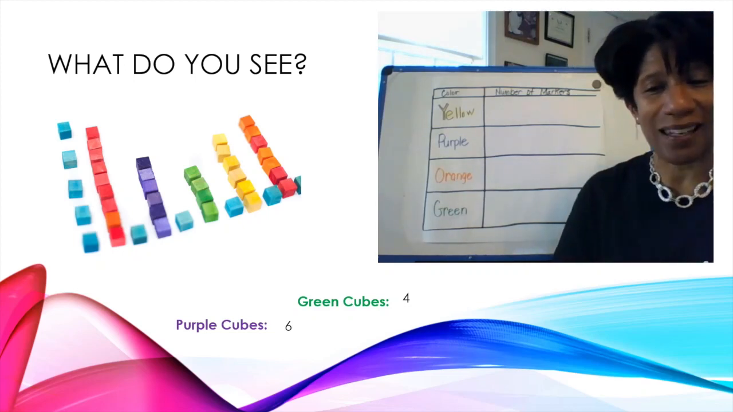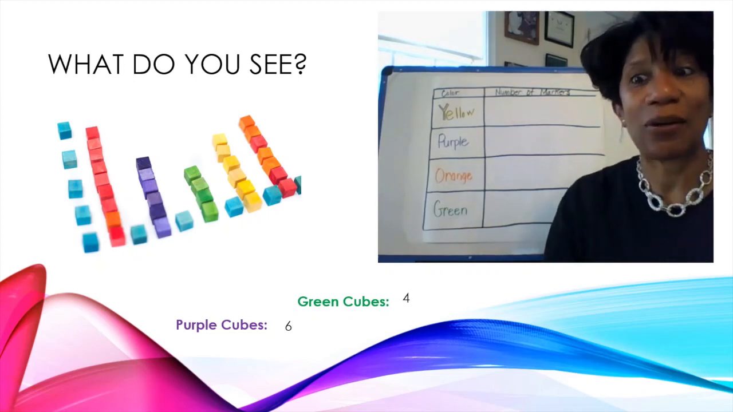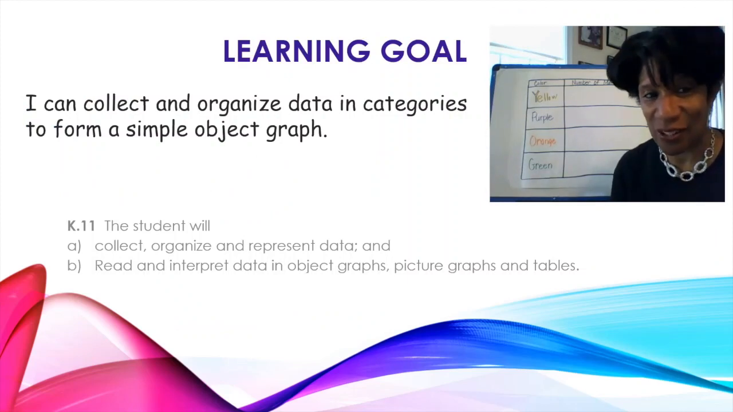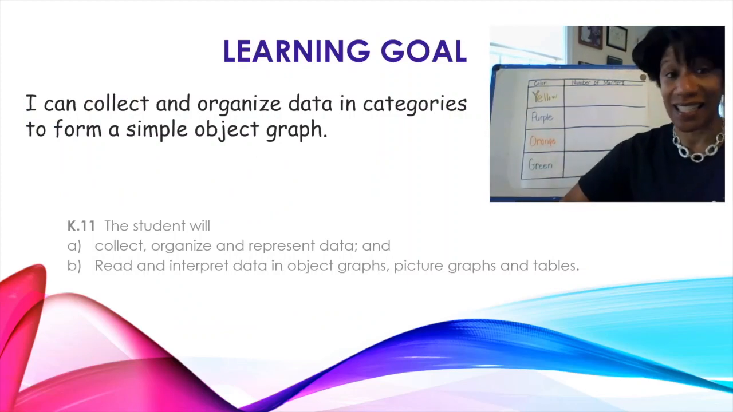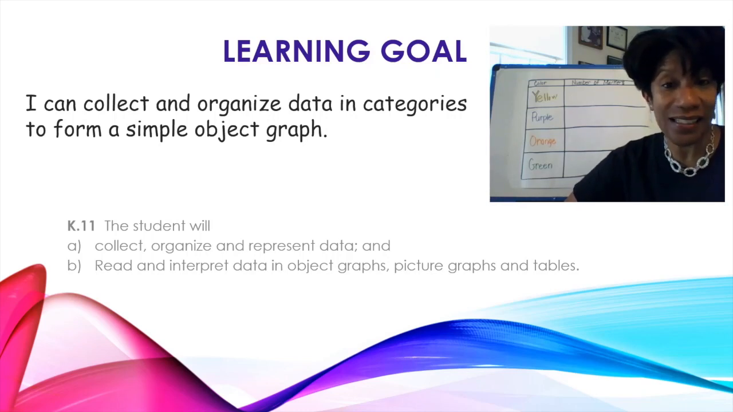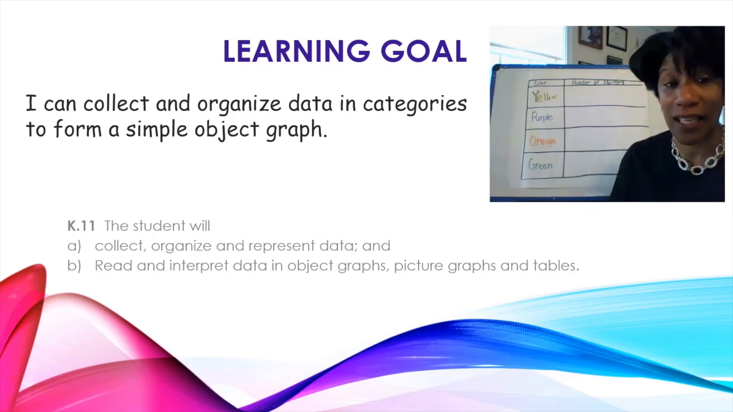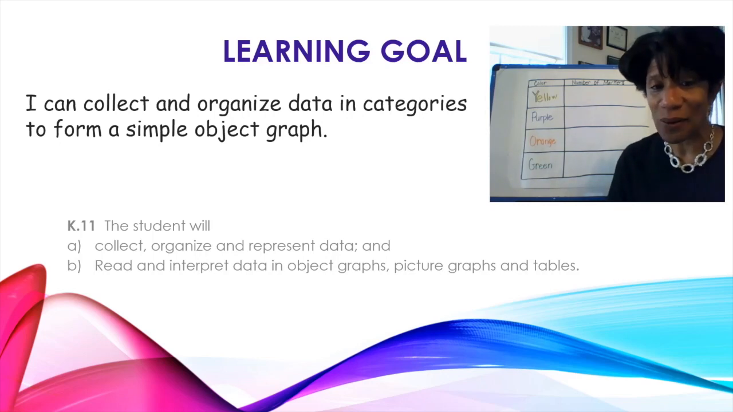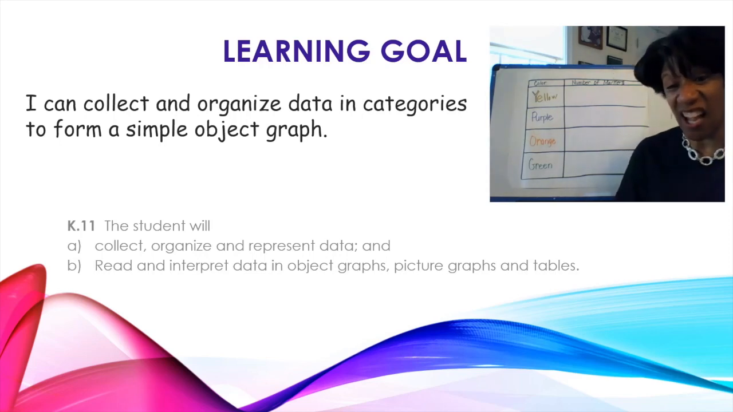So now we just talked about a lot of stuff, a lot of words there. So that leads us right into our learning goal. Our learning goal for today is: I can collect and organize data in categories to form a simple object graph. And all of that ties into our SOL K.11, which says that the student will A, collect, organize and represent data, and B, read and interpret data in object graphs, picture graphs, and tables. And today our focus is going to be more on the tables and the object graph.